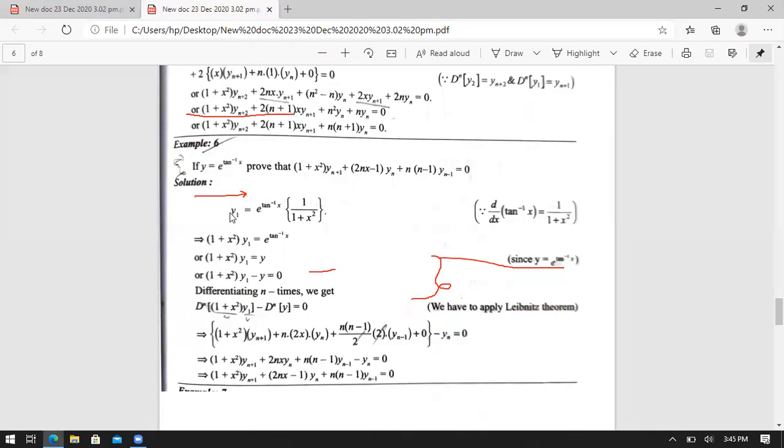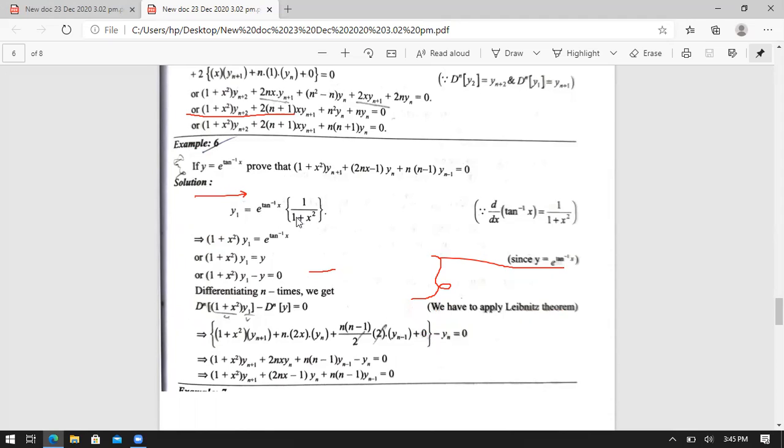First, you take y1, the differentiation of this one. Differentiation of y is y1 equal to e to the power of tan inverse of x. The differentiation of e to the power of x is e to the power of x only. That's why I write here e to the power of tan inverse of x into the next, tan inverse of x differentiation, which is 1 divided by 1 plus x square. You know that one. I write e to the power of tan inverse of x as it is. Then the differentiation of tan inverse of x is 1 divided by 1 plus x square.